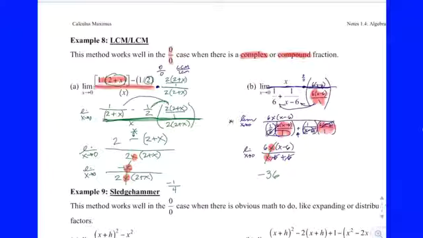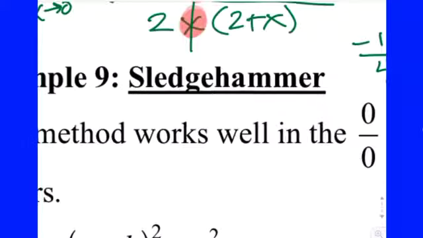All right, we have time for one more before lunch here. The next method, for lack of a better term, I just call it the sledgehammer.